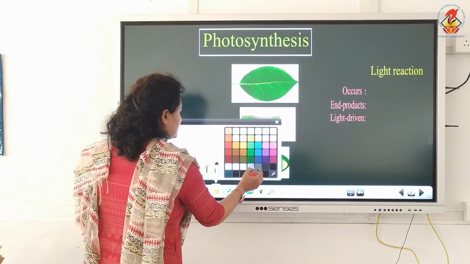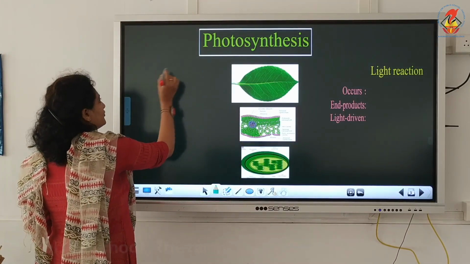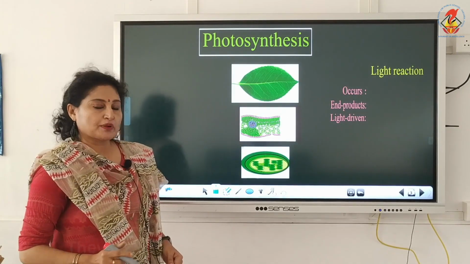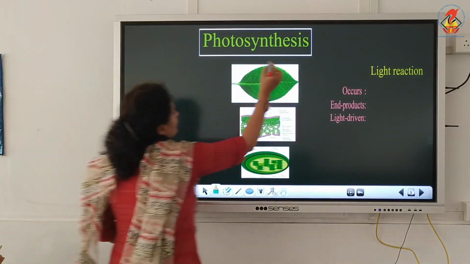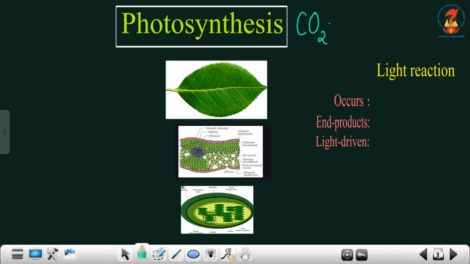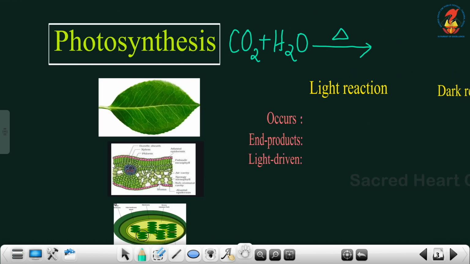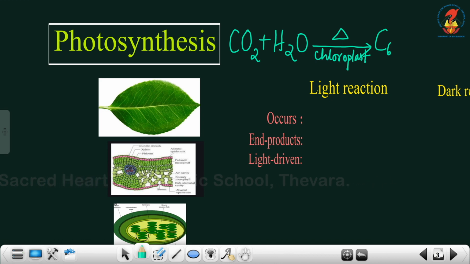We are all aware of the process of photosynthesis. Once again reiterating what you have learnt in lower classes, photosynthesis is a process by which plants prepare food using carbon dioxide and water in the presence of sunlight, and this sunlight is trapped by the chloroplast. And the end products of photosynthesis are glucose and oxygen.